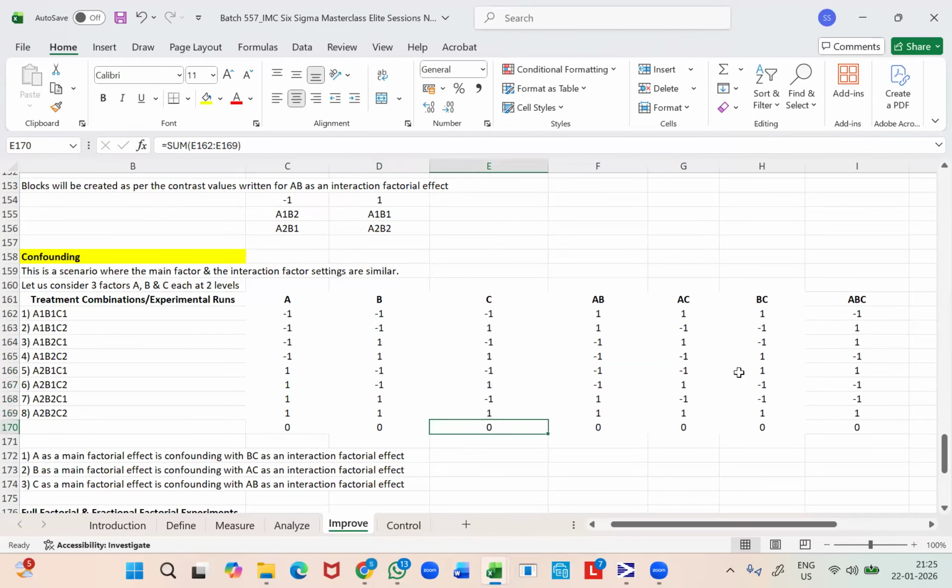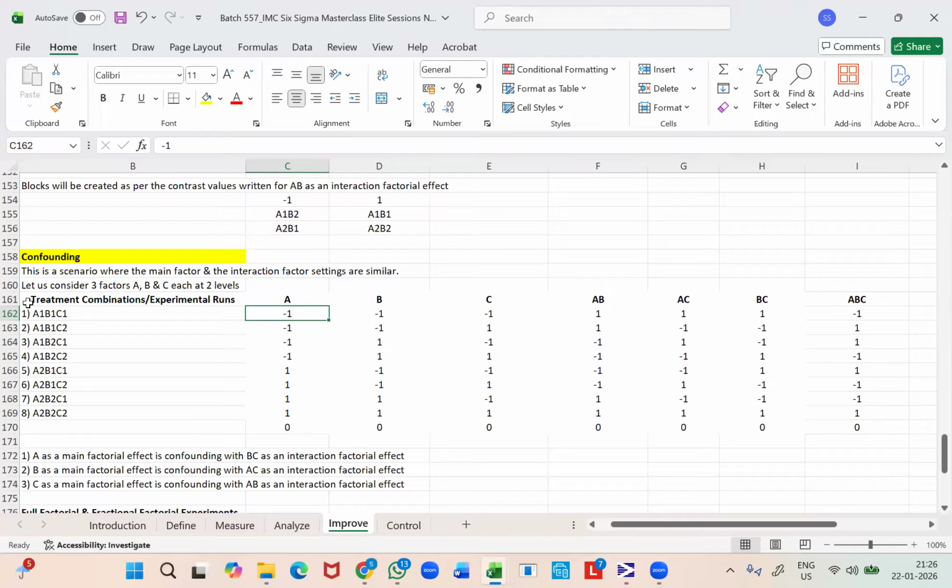Right? So once we have written the contrast values for the main factorial effects, we can easily calculate the contrast values for the interaction factorial effect. If we are calculating the contrast values for the interaction factorial effect AB, then we need to multiply the contrast values we have written for A and B for a particular treatment combination. So if it is -1 into -1, it will be +1 here. Like this, I have calculated the contrast values for all these interaction factorial effects.